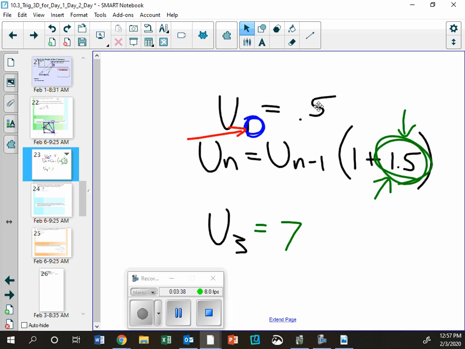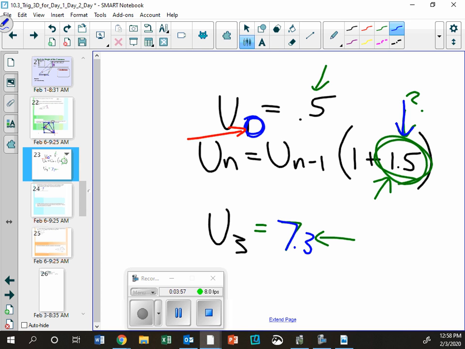I'm going to pause for a second while you figure out what this really was. Starting at 0.5, ending at 7 after u sub 3, 3 days later. I'm going to pause while you give it a try. So we got one data point here. Somebody says they can get u sub 3 to come out to 7.3 if they use what right there? 1.45. Can anybody get it closer?